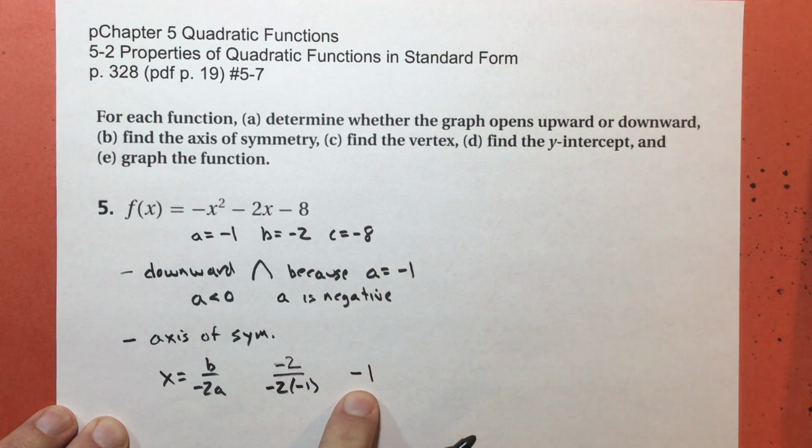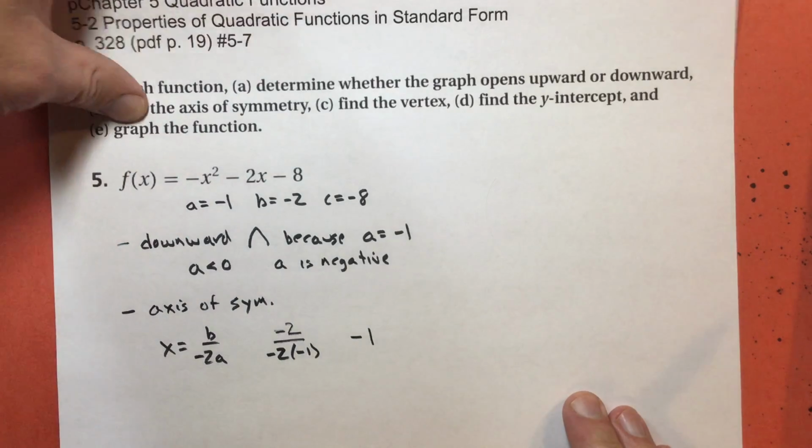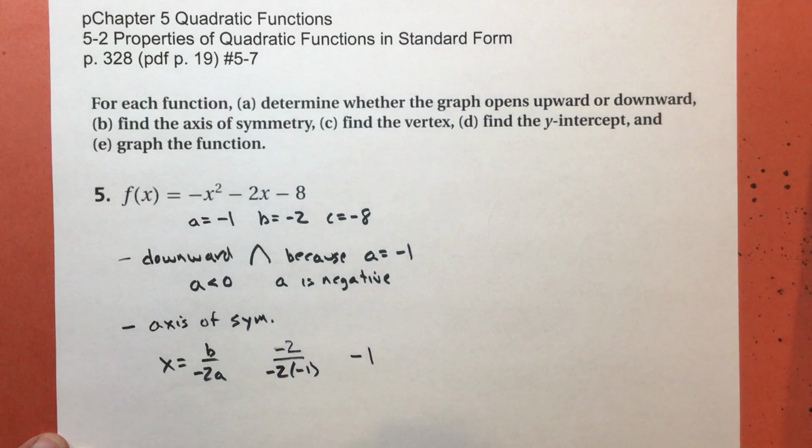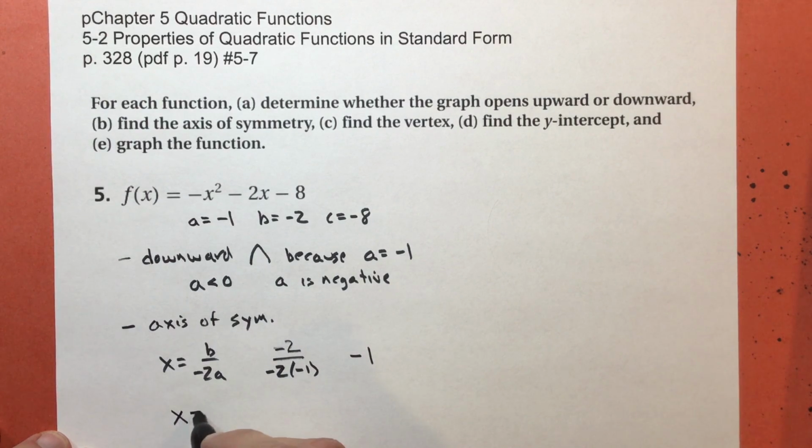If you just leave negative 1, I will count it wrong. And if you say, why did I get that wrong? I'm just going to repeat this over and over again. The axis of symmetry is x equals negative 1.